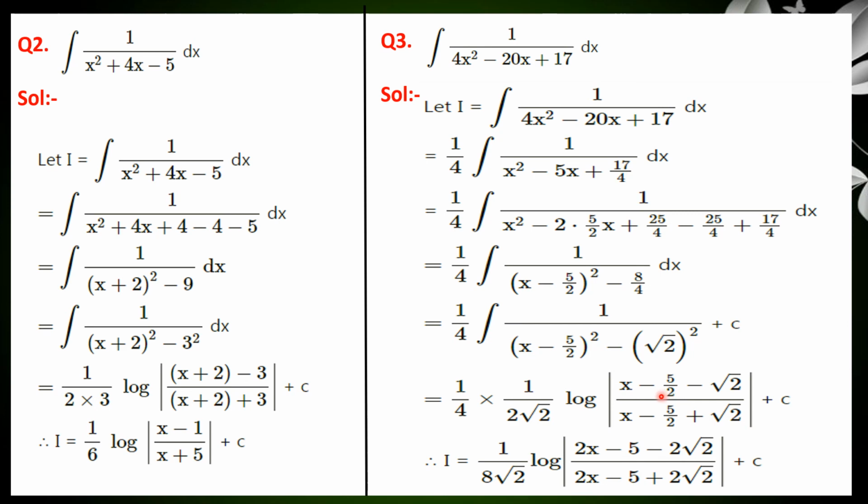And we can simplify a little more, by making the coefficient, that is cross multiplication, because there is only a single term containing the denominator. So 2x minus 5 minus root 2 divided by 2x minus 5 plus root 2, and you can cancel the denominator from numerator and denominator here. So the final answer is 1 upon 8 root 2 log modulus of 2x minus 5 minus 2 root 2 divided by 2x minus 5 plus 2 root 2 plus c.